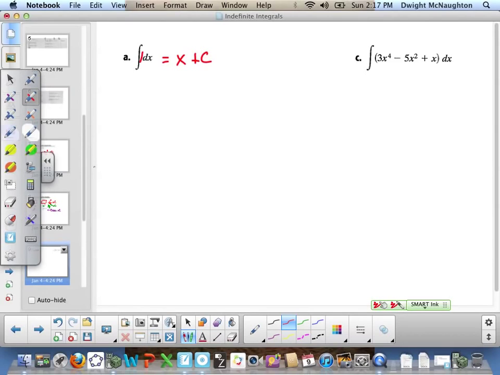For option C here, what we want to do is split it into 3 antiderivatives. So we're going to do the antiderivative of 3x to the 4th with respect to x minus, and we could really pull that 3 out. It actually doesn't make it any easier, so I'm going to leave it there.